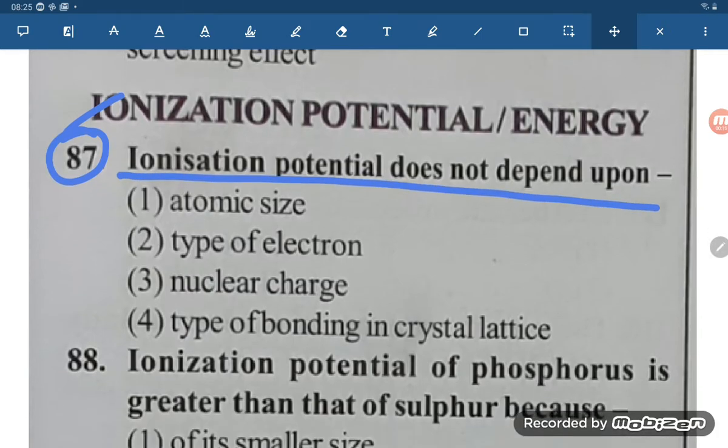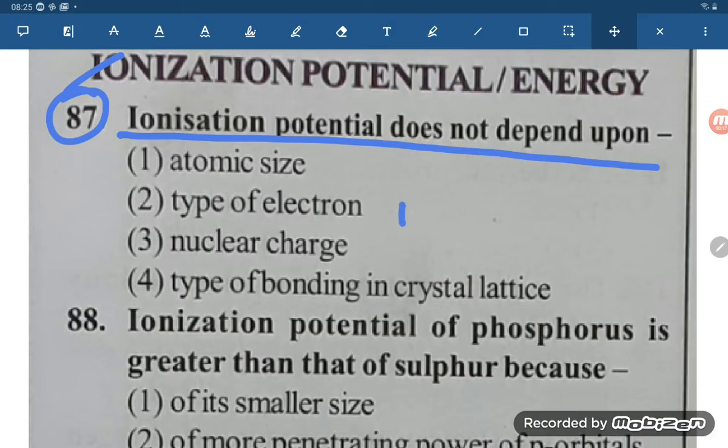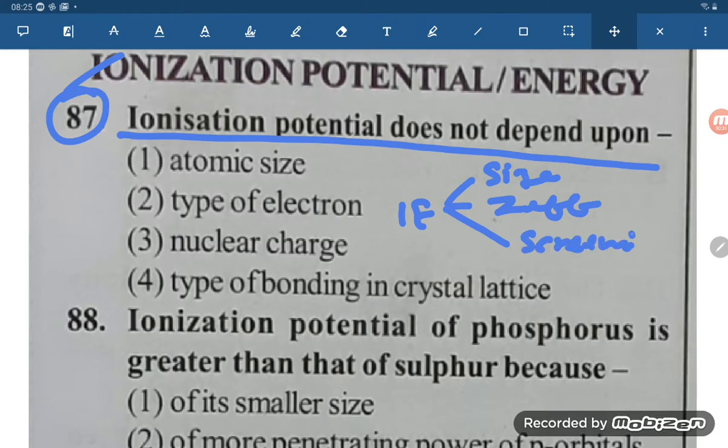Okay, so students, ionization potential, when you are studying IE, generally depends on three or four factors. First one is the size. Second one is Z effective. Third is the screening effect. So you can check what the factors are. Nuclear charge means Z effective, you can consider it.